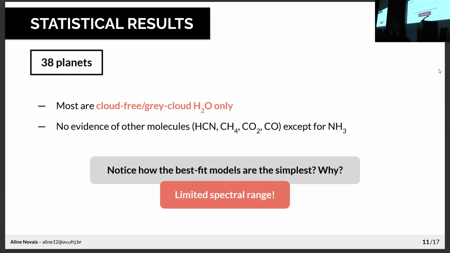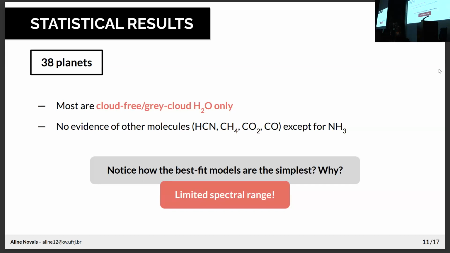So first of all, for the statistical results, as I analyzed 38 planets, I tried to look at them all at once to see if they have any trends. The most important thing that we noticed is that most of them are best represented by cloud-free or gray cloud atmospheres with water only as the main absorber. And that's probably not physically accurate. That's probably because of the data we're using from Hubble. As Yamila said in the last talk, the uncertainty bars are very big, so we can't really do a lot with that. And this is going to become much better in the future.